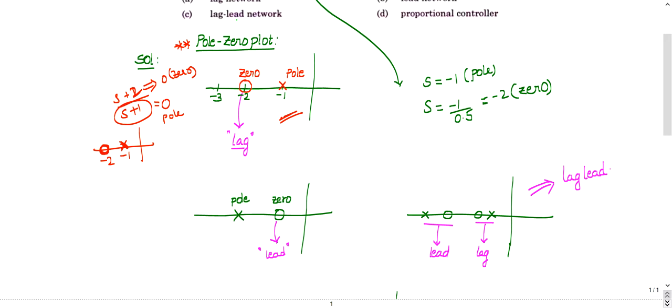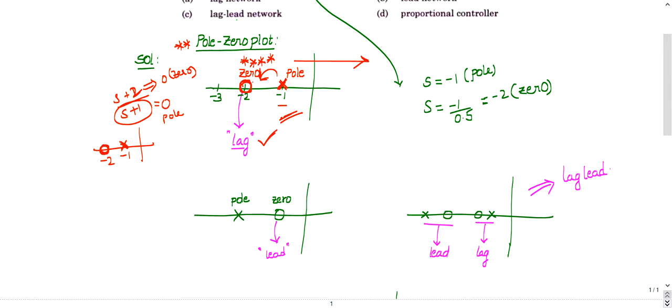Always you should say the network name with respect to zeros. Remember that point. The network is named with respect to the zero. You can see here the zero is lagging the pole; the zero is at the back of the pole. -1 and -2, this is the increasing order of the number line, right? So whenever the zero is at the back of the pole, you can say the network is a lag network.